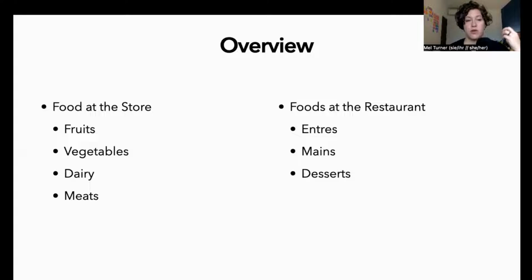Trigger warning: if you cannot see photos of food, then maybe this is not the video for you. You will also see, especially in the meats, raw meat, and I'm going to give you a heads up when we go into that, so you can skip to where the foods at the restaurants are. There we will talk about entrees, Vorspeise, mains, and desserts.